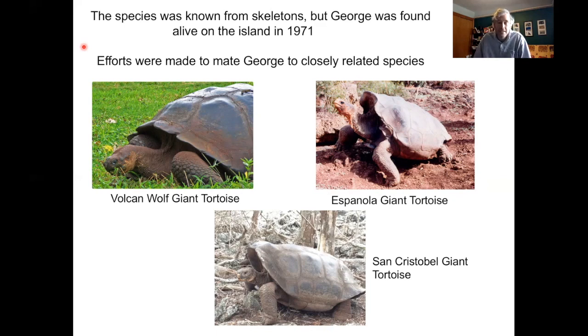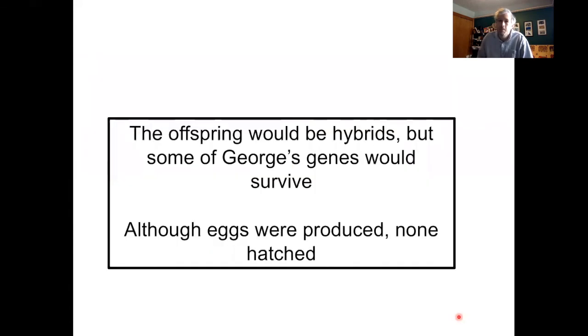People were instantly concerned that Lonesome George was the last individual of a species. So there was a big conservation effort made, and efforts were made to actually mate George to closely related species of tortoises from other islands. For example, they tried to mate him with the Volcan Wolf giant tortoise, the Espanola giant tortoise, and the San Cristobal giant tortoise. Because George was a male, they put him with females of these other species in the hope that he would actually breed. The idea would be that although the offspring produced would be hybrids, some of George's genes would actually survive.